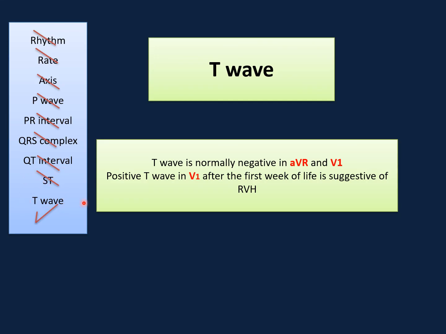After rhythm, rate, axis, P wave, PR interval, QRS complex, QT interval, and ST segment, the next step is to check the T wave. T wave is normally negative in aVR and V1. Positive T wave in V1 after the first week of life is suggestive of right ventricular hypertrophy. However, if it's positive after 6 to 7 years of age, this can be normal.